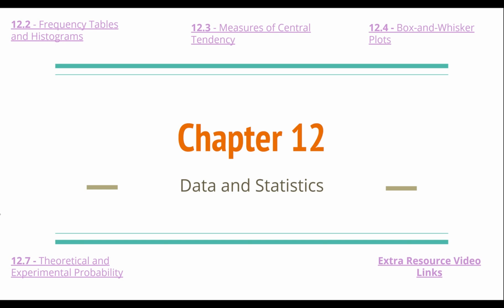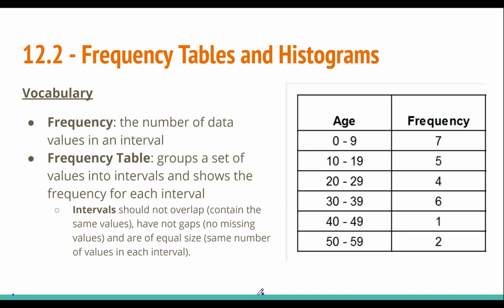So I'm going to jump into it. Frequency tables and histograms. We're going to start with some vocabulary. Our first vocab word is going to be frequency. Frequency is the number of data values in an interval. The interval word right here is referring to what you see in this age column. So we've got some windows of data values, 0 to 9, 10 to 19. Those are our intervals. And what frequency represents, so what this number over here on the right side represents, is how many data points lie in that interval.